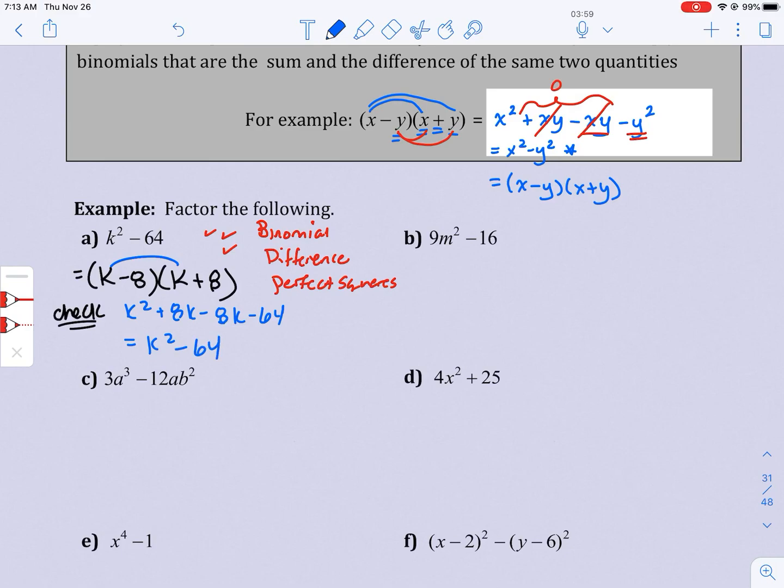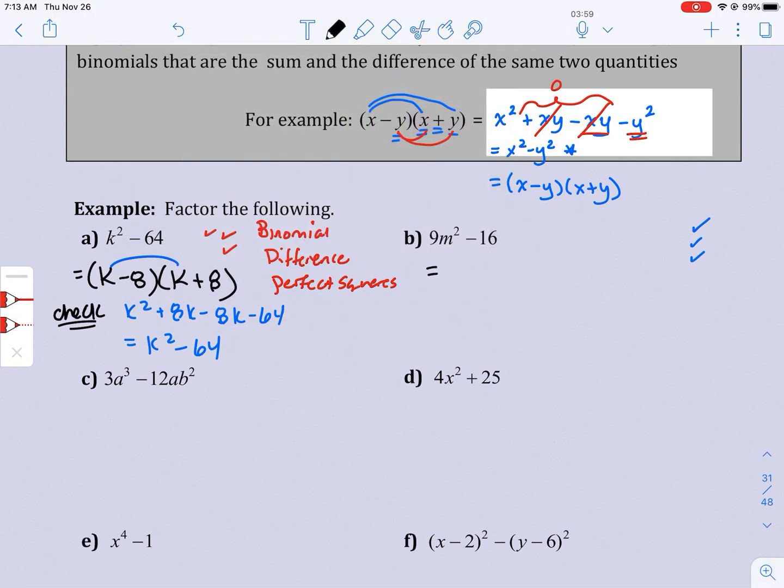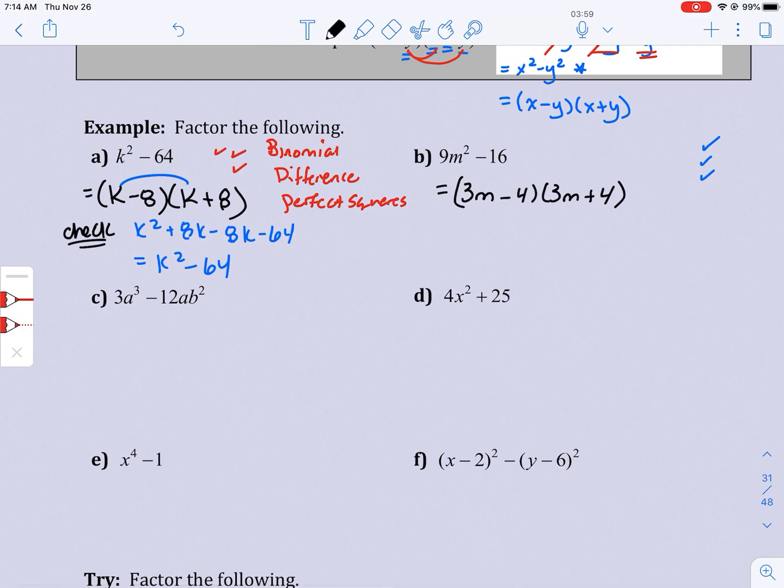Okay, let's look at question B. Is it a binomial? Yes. Is it a difference? Yes. Are 9m squared and 16 both perfect squares? Yes, they are. So we rewrite that. We're going to factor that like 3m minus 4, 3m plus 4. Okay, let's look at the next one.